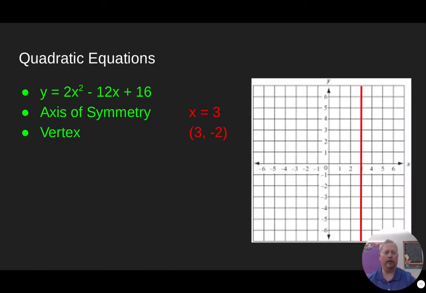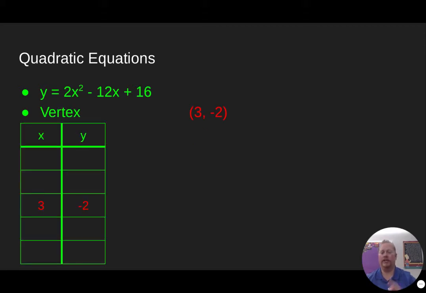So let's go back to that graph and plot that point. And now let's figure out where the rest of the points go. Let's take our table and put our vertex right in the middle. And then for my x values, I'm not going to use negative 2, negative 1, 0, 1, 2. Instead, I'm going to pick 2 numbers directly below 3, so 2 and 1, and then 2 numbers directly above 3, so 4 and 5.